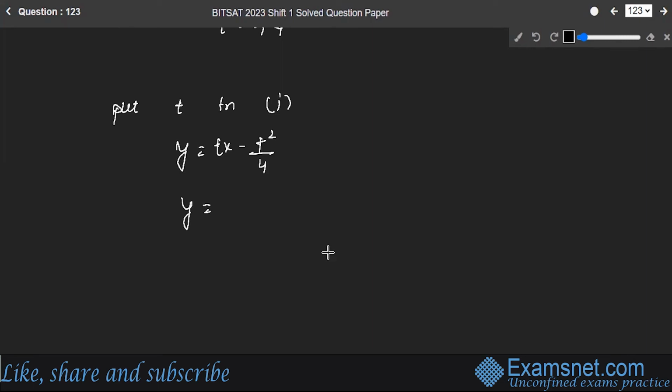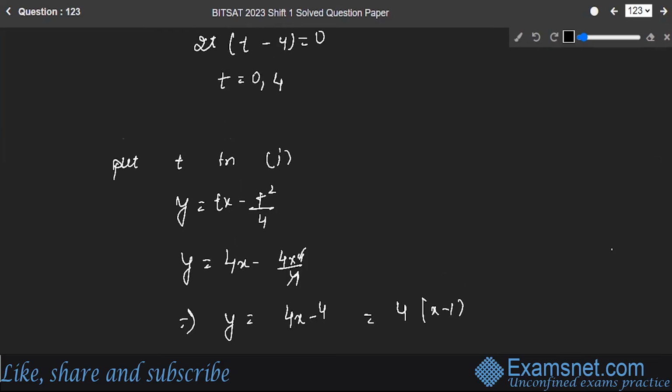So you have y is equal to, I'm not putting t as 0. Instead, I'm taking t as 4, right? So this is equal to 4x minus 4 into 4 upon 4. 4 and 4 will cancel. So you will have y is equal to 4x minus 4, or this is equal to 4 into x minus 1.